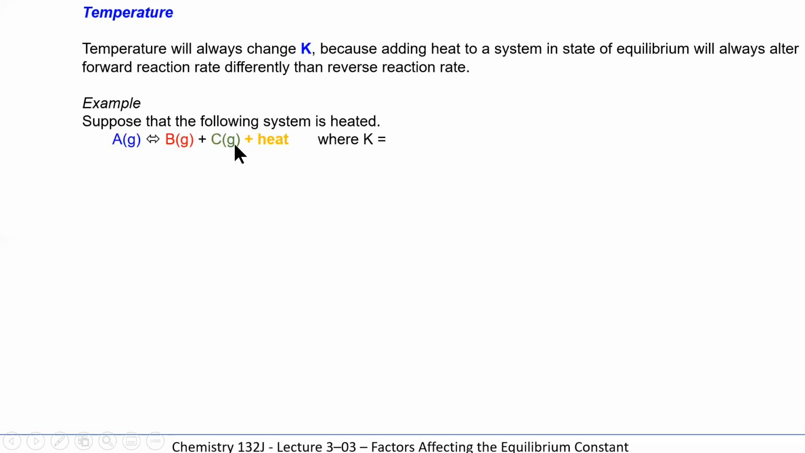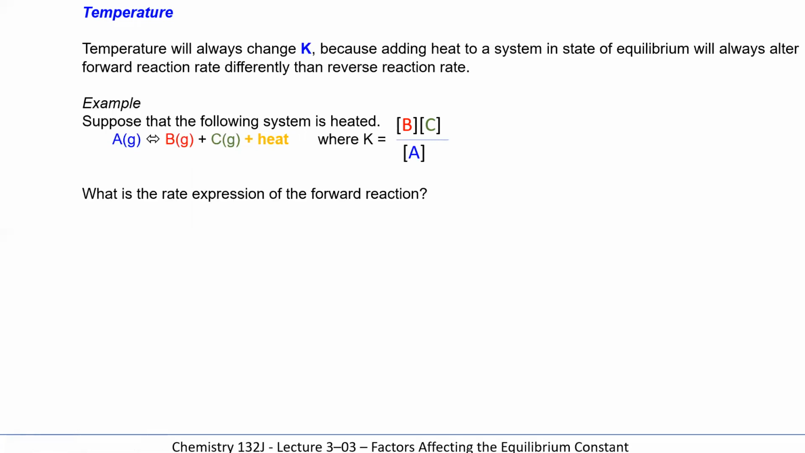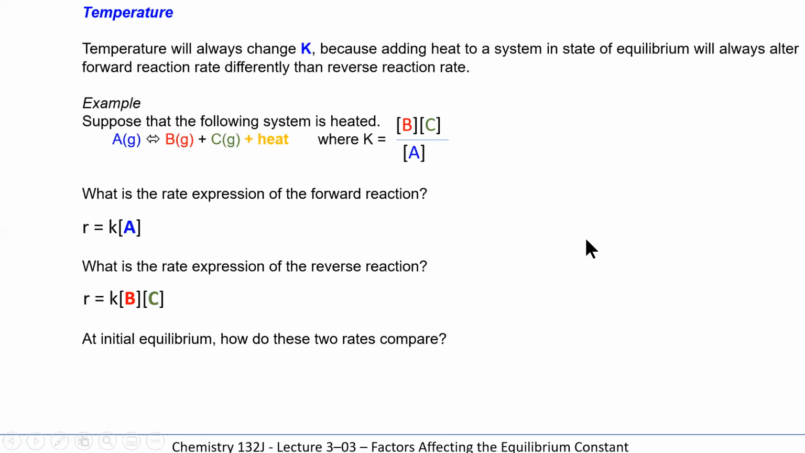Now to find K, we simply take the concentration of B, multiply by the concentration of C, dividing by the concentration of A, or we could use pressures. In this case, I'll just use concentrations. And the rate expression for the forward reaction would be R equals K times concentration of A. And the rate expression for the reverse reaction is R equals K times concentration of B times concentration of C. At the initial equilibrium, the two rates are equal again.